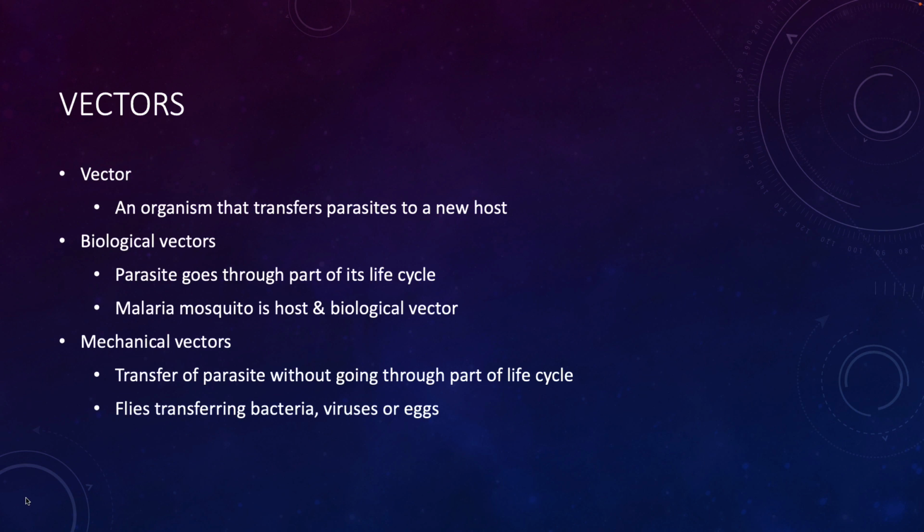It's often transmitted on the vector itself, or if it does go inside the vector, it doesn't do part of its life cycle. Maybe it goes through the digestive tract or something. The really classic example of an insect that can serve as a mechanical vector is a fly, right? Like just a house fly. There are other kinds of flies that bite and transmit disease, but I'm talking about a house fly.